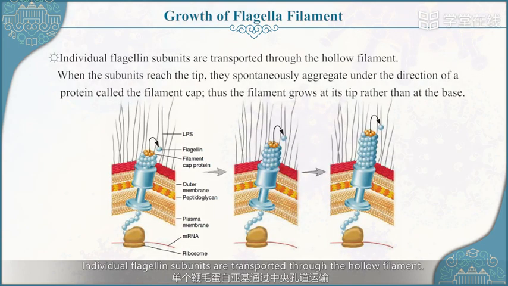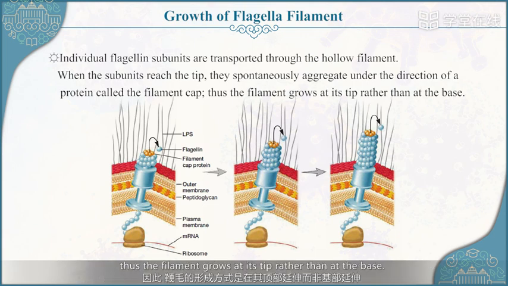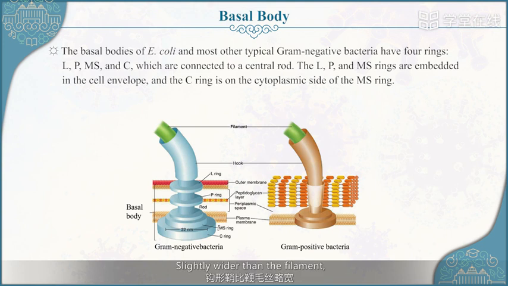Individual flagellin subunits are transported through the hollow filament. When the subunits reach the tip, they spontaneously aggregate under the direction of a protein called the filament cap. Thus, the filament grows at its tip rather than at the base. The hook and basal body are quite different from the filament. Slightly wider than the filament, the hook is made of different protein subunits.